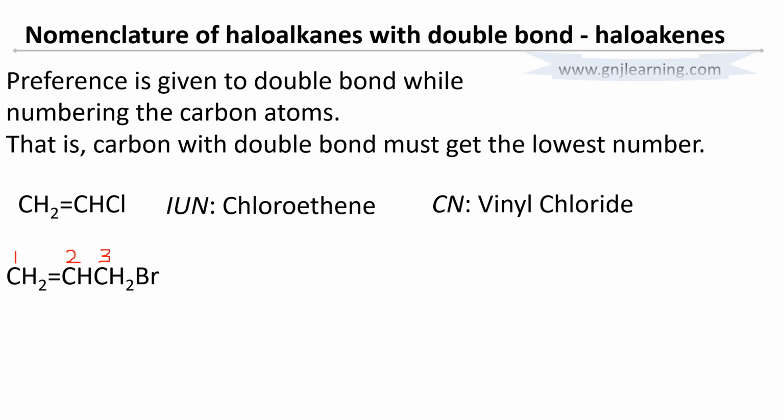On which carbon is bromine now? On the third carbon. So I have to write 3-bromo. Then what is the parent hydrocarbon? The parent hydrocarbon has 3 carbons, that is propane, and since it has a double bond, we call it propene. And I have to mention on which carbon atom the double bond is when I am writing propene.